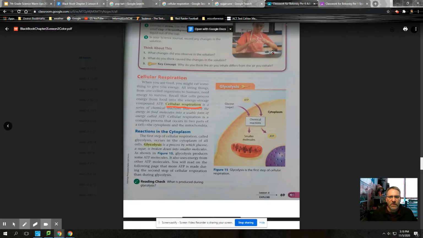All right, so what is cellular respiration? Cellular respiration is a series of chemical reactions that convert energy in food molecules into a usable form of energy that we have studied, ATP. Hit pause, type that in. All right, cellular respiration. What is it?